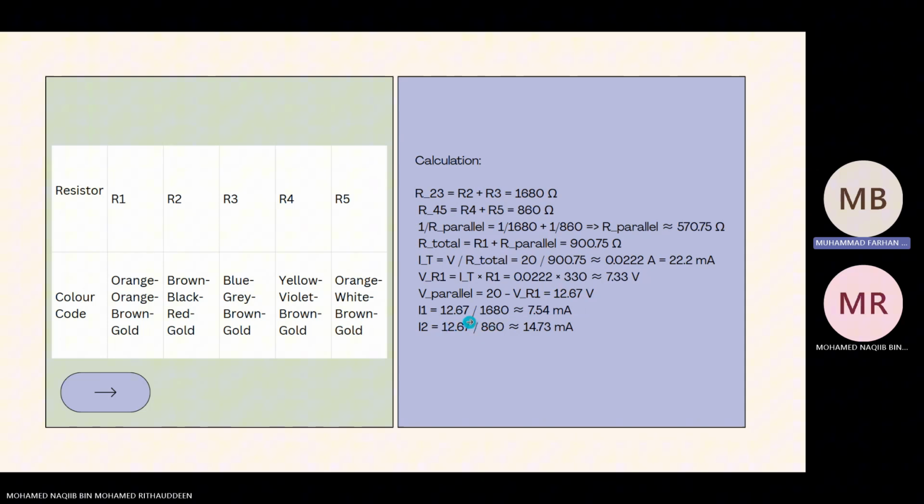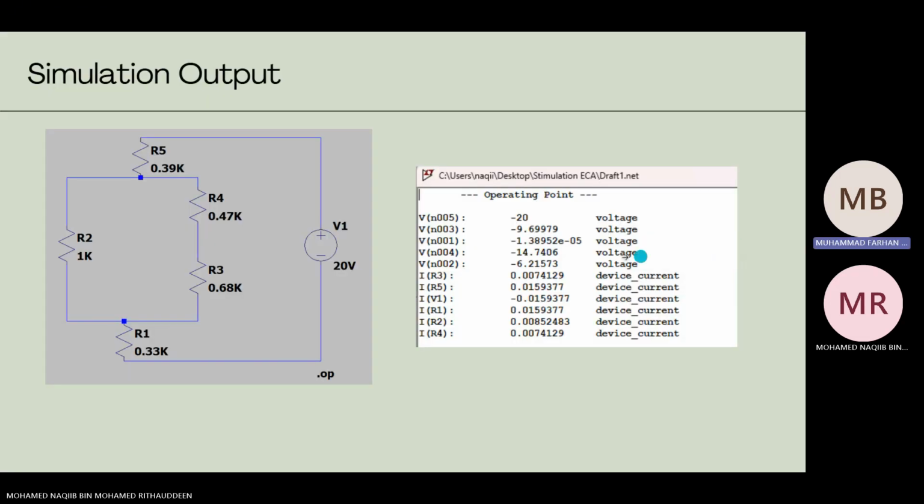The current through R2 and R3 is 12.67 divided by 1680, which equals 7.54 milliampere. And lastly, the current through R4 and R5 equals 12.67 divided by 860, which equals 14.73 milliampere. So next, the simulation output.